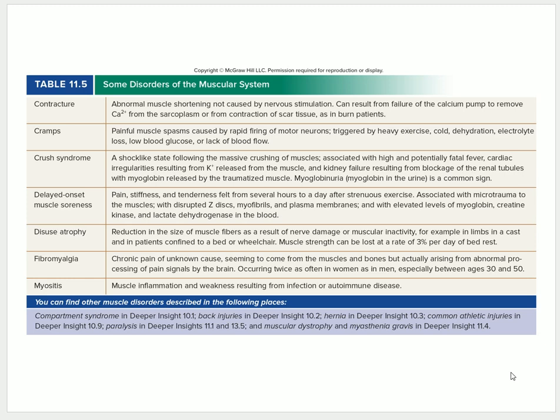Fibromyalgia is chronic pain, and actually there's no known cause as of right now. We just know that it happens in women about twice as often as it happens in men, early onset between ages 30 and 50. And then myositis can happen from autoimmune diseases causing muscular inflammation and weakness. Oh, and then contracture, that first one, abnormal muscle shortening not caused by nervous stimulation. So failure of the calcium pump to remove calcium from the sarcoplasm or from contraction of scar tissue, as in burn patients. Pretty interesting.